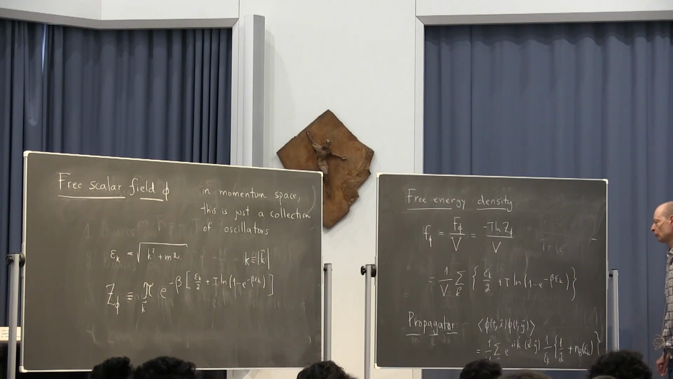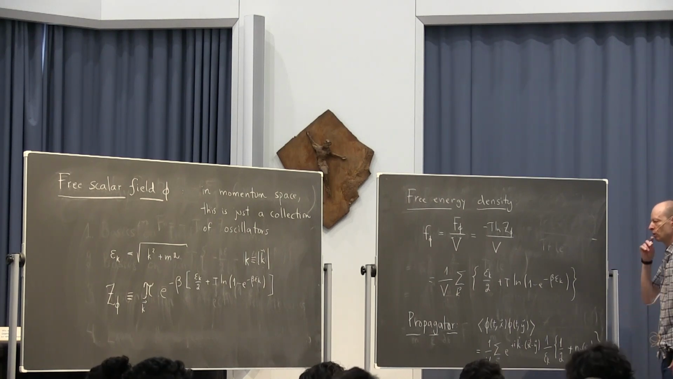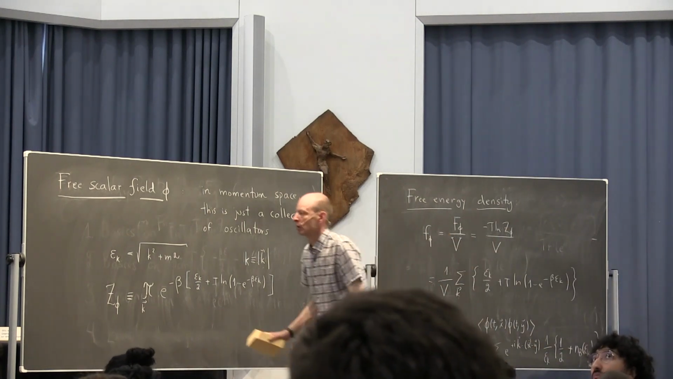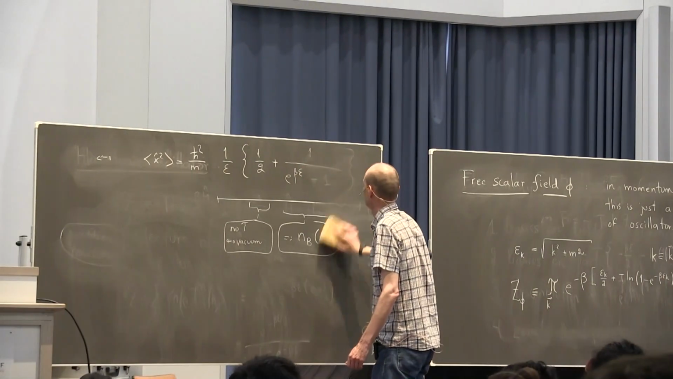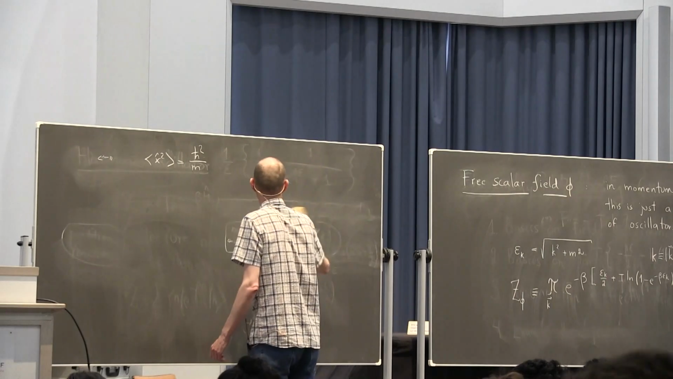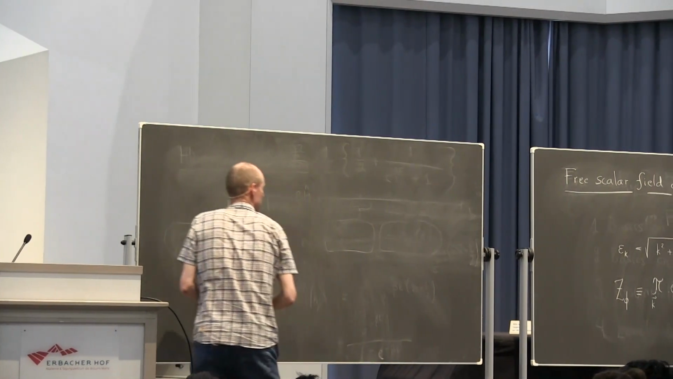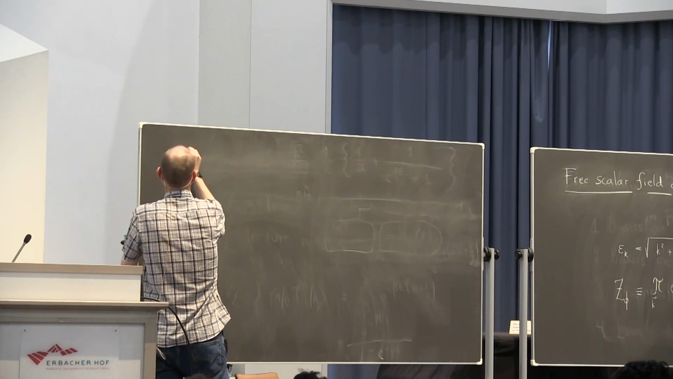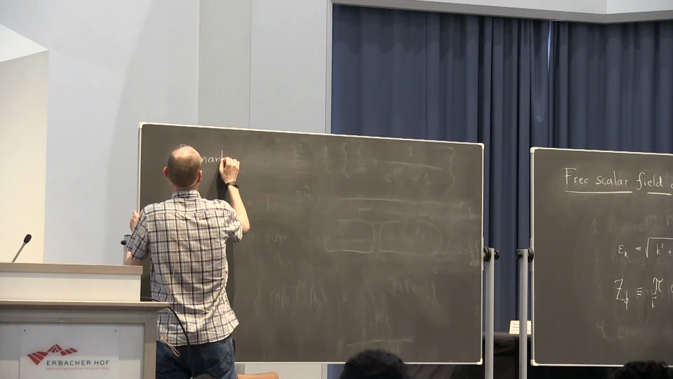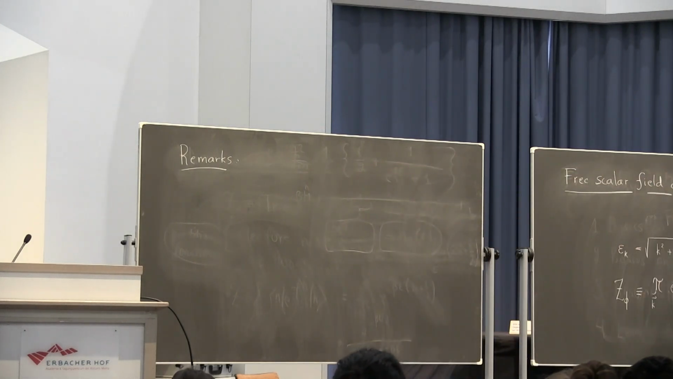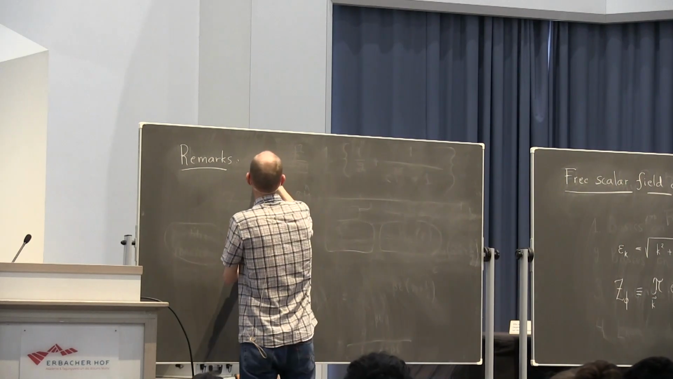Okay, so now we already have some useful expressions for a free scalar field, and in fact these expressions don't look too complicated, but they contain lots of physics and lots of structure, so to say. We'll look at a couple of aspects of that structure. So let's make some remarks. Okay, so now the first thing we would like to do is go to the infinite volume limit.